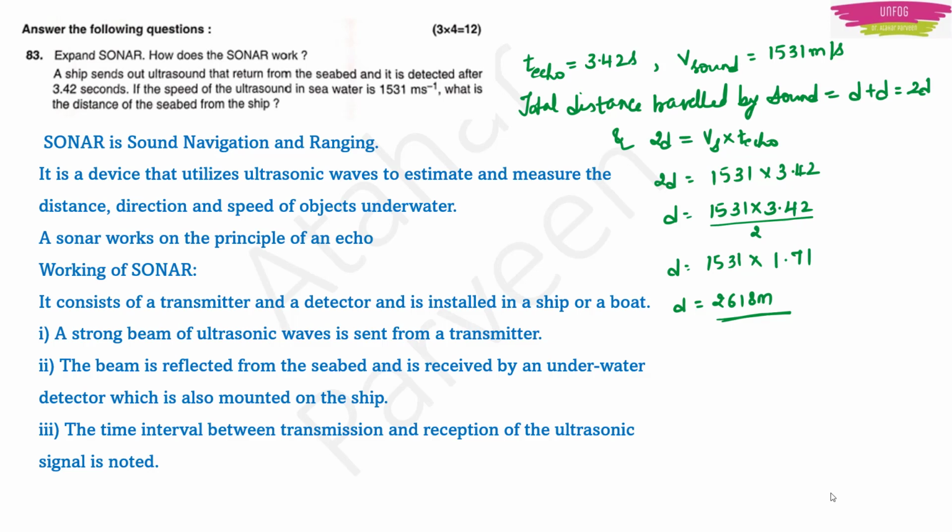It is given. Now we know the distance traveled by sound will be 2D and this will be equal to velocity into time. And we have to find D, right? That's why we put the values here. We substitute and we divide it by 2. So we get D is equal to 2618 meters.